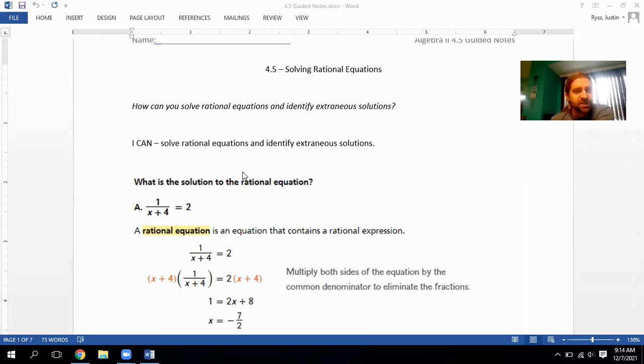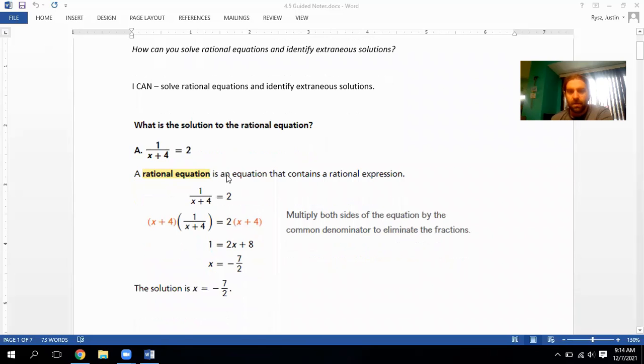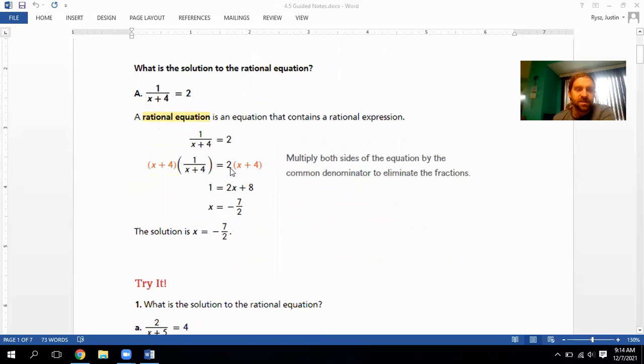One thing we're going to have to watch out for, something new that you didn't have to worry about with most other equations, is to find extraneous solutions. So that means sometimes we can find an answer, and when we look back at the original problem, that answer doesn't quite work. So let's look at this. Let's start with some easy ones here, and then we'll build off.